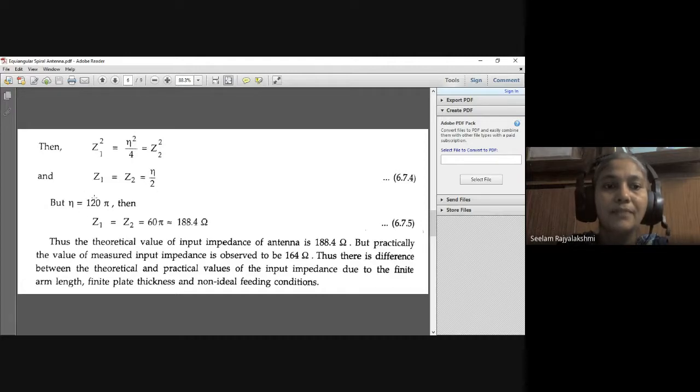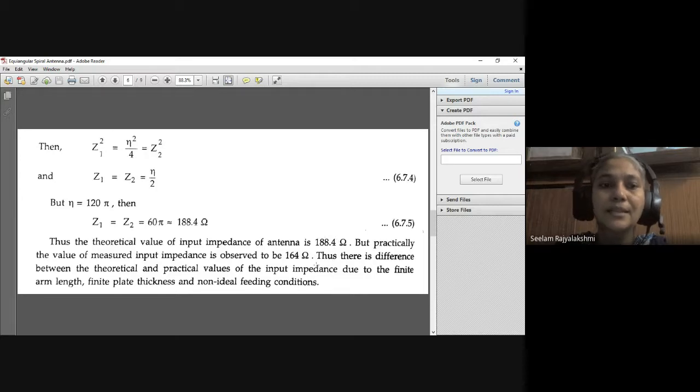But we already have the value eta equals 120 pi. Then Z1 equals Z2 equals 60 pi, which is similar to 188.4 ohm. So this is the theoretical value of the input impedance, 188.4 ohm, but practically the measured input impedance is observed to be 164 ohm, which is small when compared to the theoretical value.